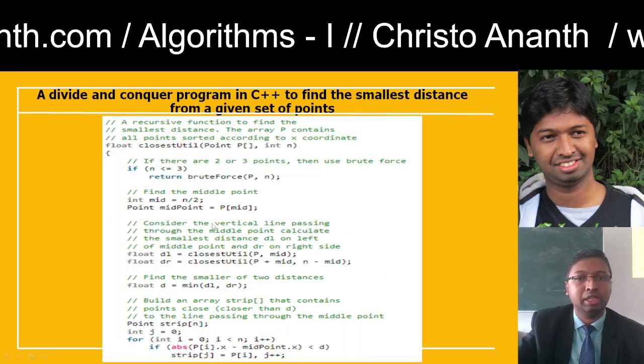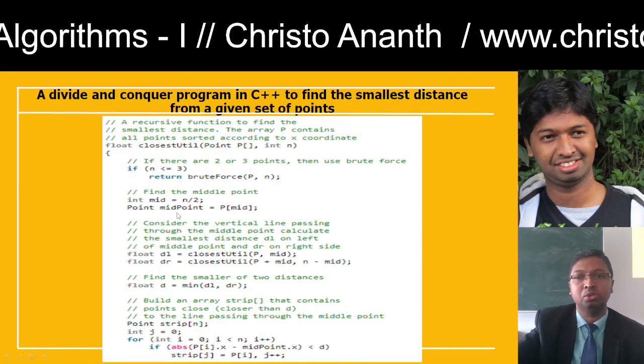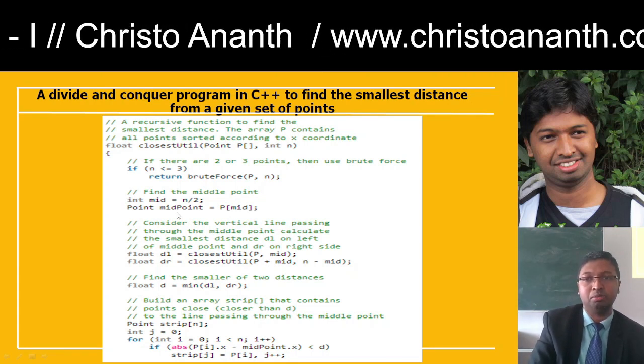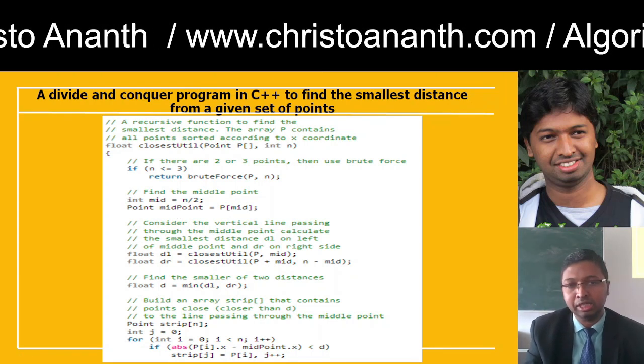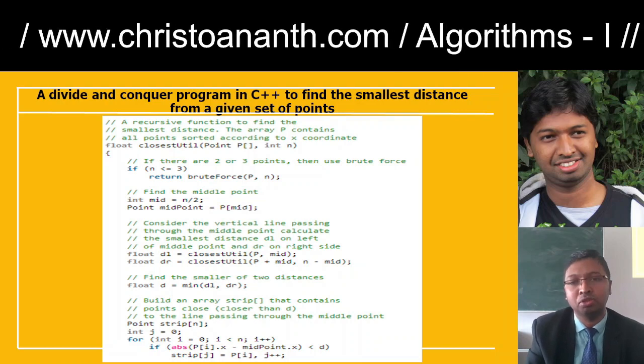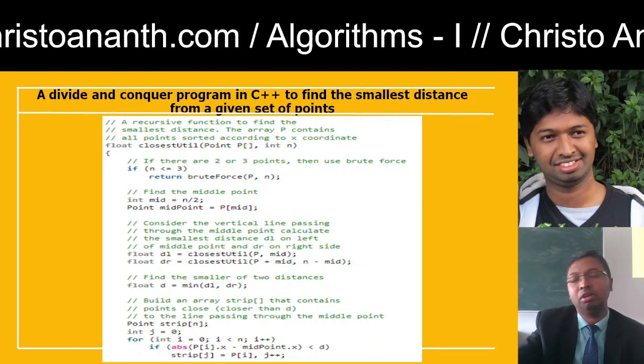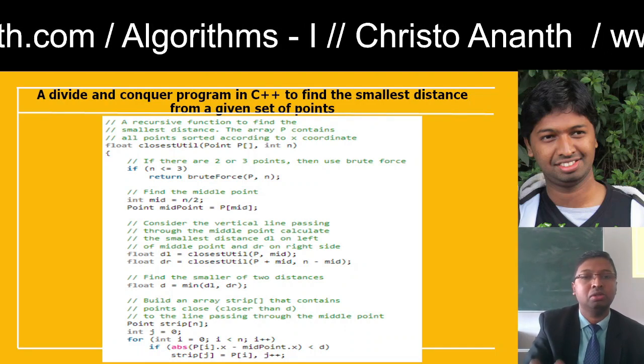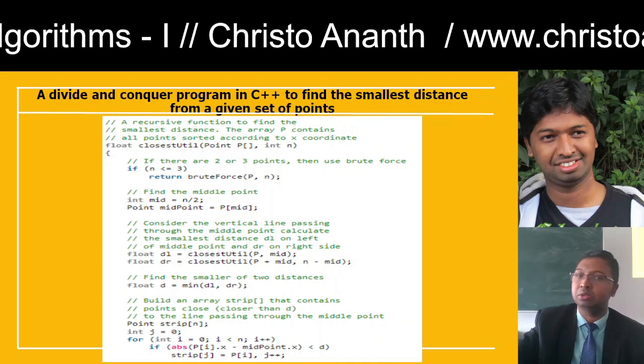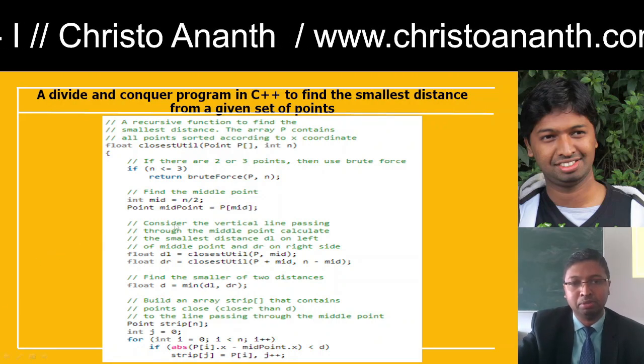Okay. Then you have the recursive function for 2 or 3 points. You are going to employ the brute force approach. So if n is less than or equal to 3, you are going to return the bruteForce of P comma n, and you are going to find the middle point. That is nothing but n divided by 2. Okay, so int mid equal to n divided by 2.